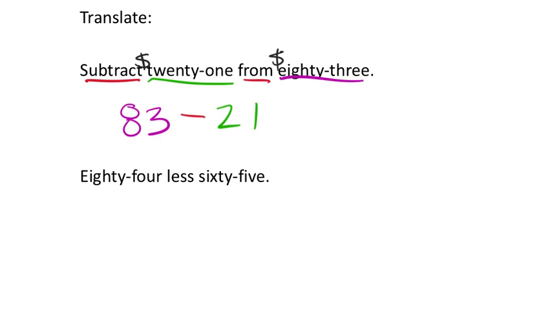But again, the important thing is that we don't get this mixed up. What we don't want to see is 21 minus 83, not just because we haven't gone over negatives yet, but also because it's a mistranslation.